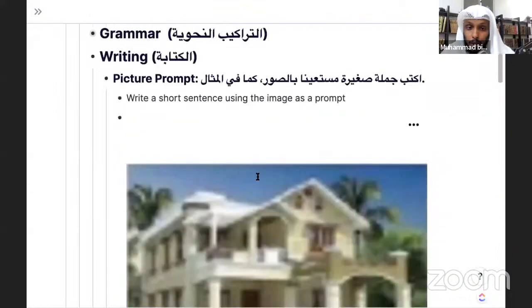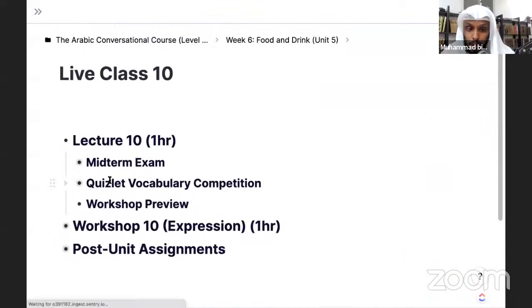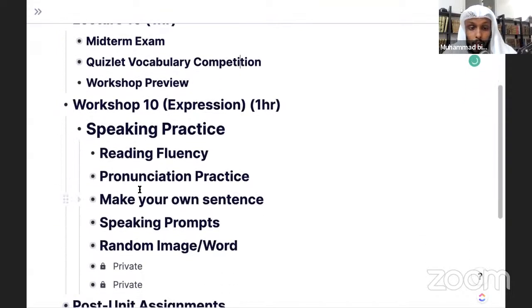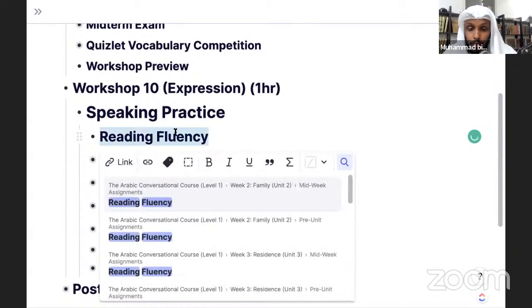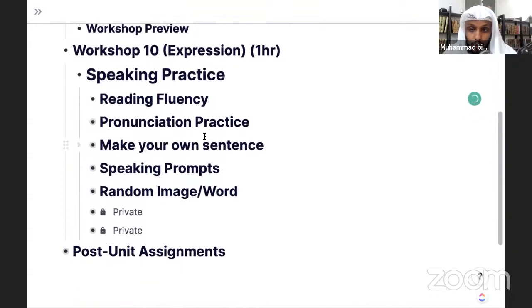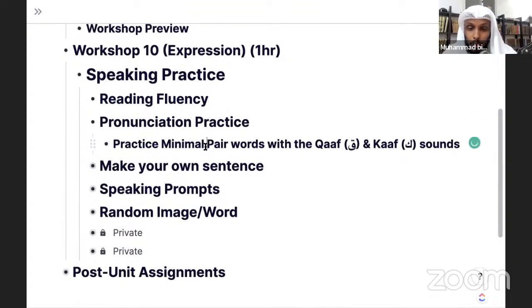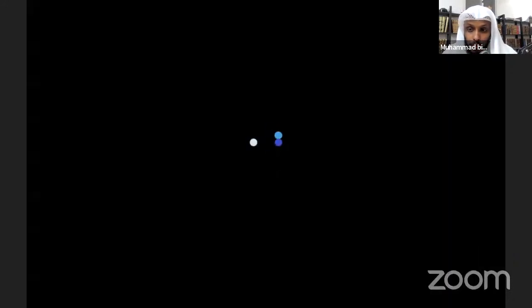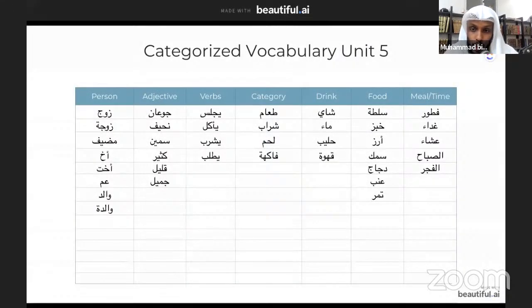That was the main thing I was going to cover today anyway, like I said. Maybe I'm just going to quickly go over what we're going to be doing in the workshops, so that you know what's coming up, inshallah. I was going to do a quizzed vocabulary competition, but I'm going to have to leave that out for now. So in the workshop, we're going to be doing reading fluency, making sure that you can read the text properly and fluently. Pronunciation practice, using the minimal pairs, words that have only a difference of qaf and kaf, to see how you recognize them. Make your own sentence using this list of words. So you can make your own sentences, inshallah. I was hoping to do some in live class as well by using vocab, but there's no time.